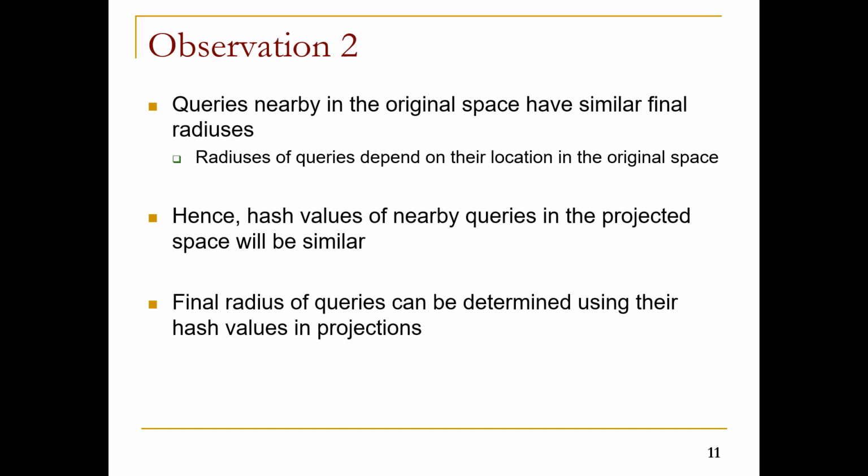We observed that queries closer in the original space have similar final radiuses for a given k. Since LSH hash functions are generated such that they preserve the distances between queries, nearby queries will also have similar hash values. Therefore, the radius for queries can be predicted by using their hash value in each projection. We will now present our next strategy that uses a neural network to predict the radius based on the hash values of a given query.